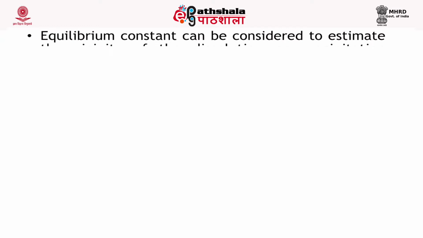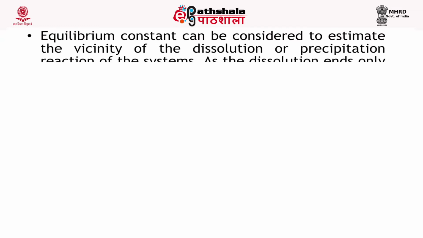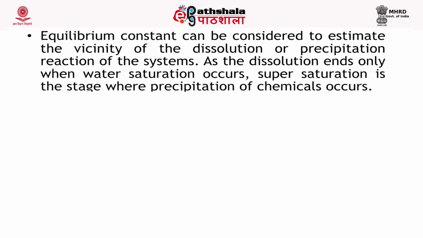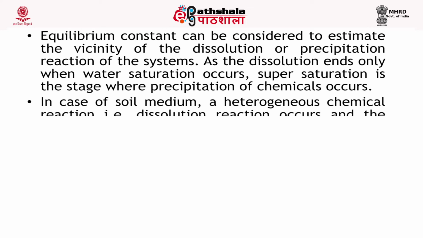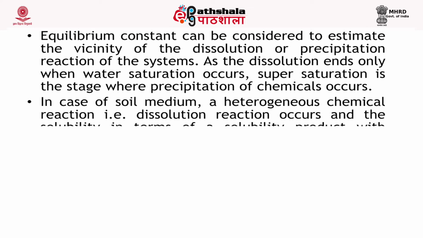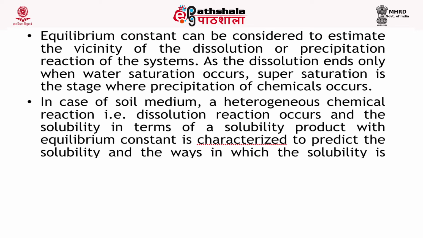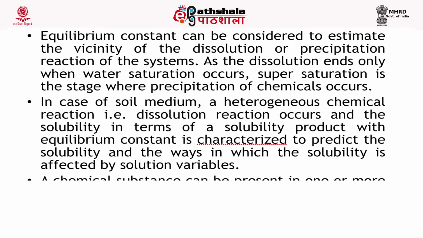The equilibrium constant can be considered to estimate the extent of dissolution or precipitation reactions of the system. As dissolution ends only when water saturation occurs, supersaturation is the stage where precipitation of chemicals occurs. In the case of the soil medium, a heterogeneous chemical reaction, that is the dissolution reaction, occurs, and the solubility, in terms of a solubility product with an equilibrium constant, is characterized to predict the solubility and the ways in which the solubility is affected by the solution variables.